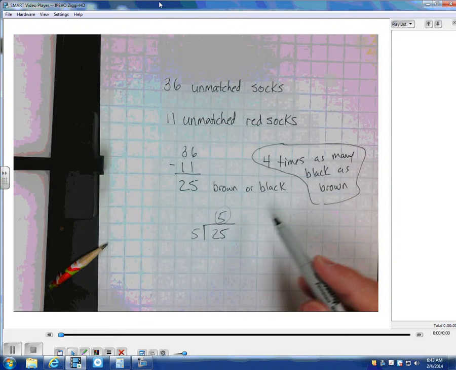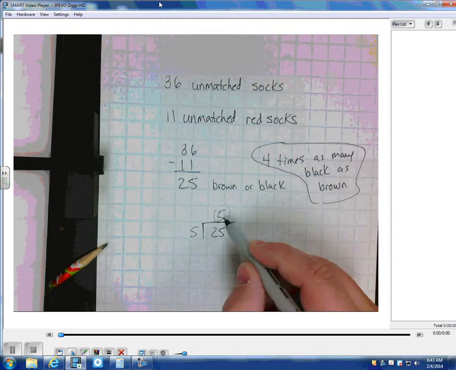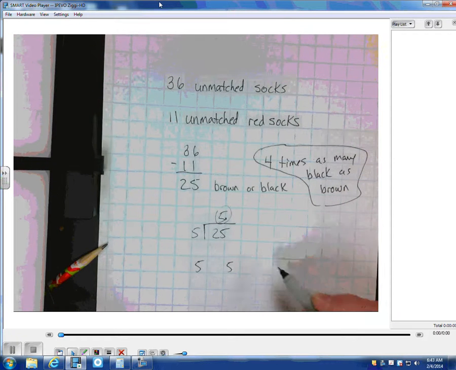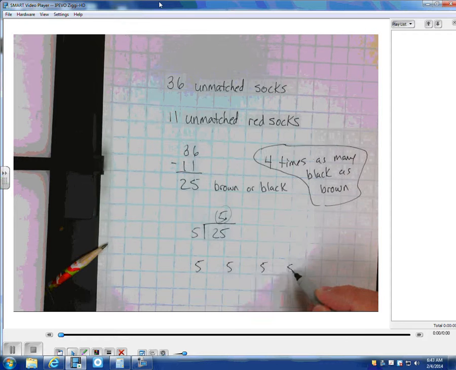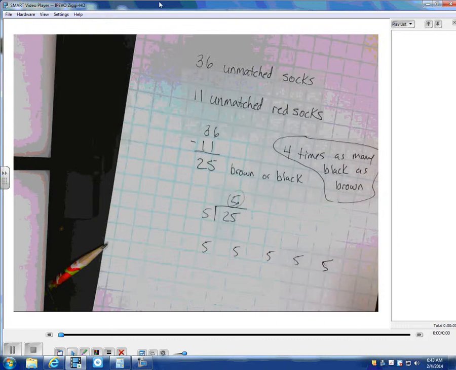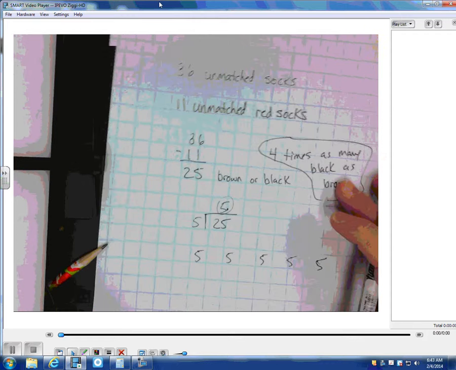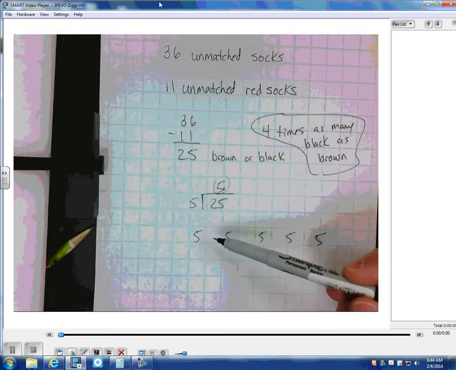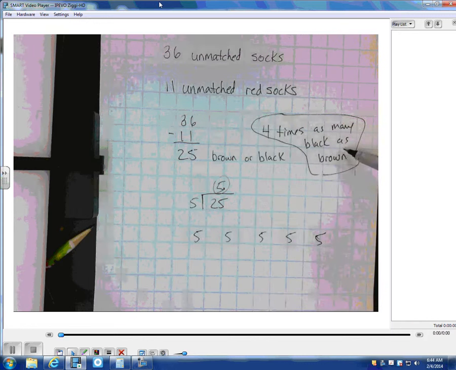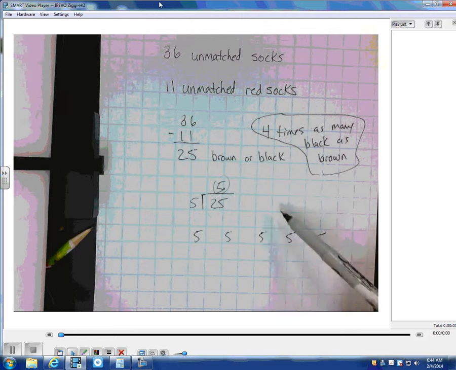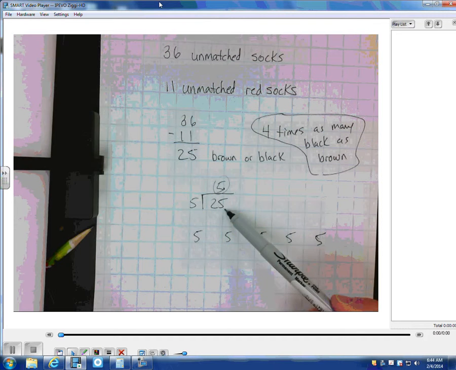So I know I'm going to break this into groups of 5s. So let's say I have 5 groups here, 5 groups here, 5 groups here, 5 groups here, 5, 10, 15, 20, 5 groups here. Okay? And it's kind of similar to the picture that we drew last time. So I know I have 4 times as many black. So I have 1, 2, 3, 4, 5. Okay, so that equals the number of socks that I have left, which is 25.